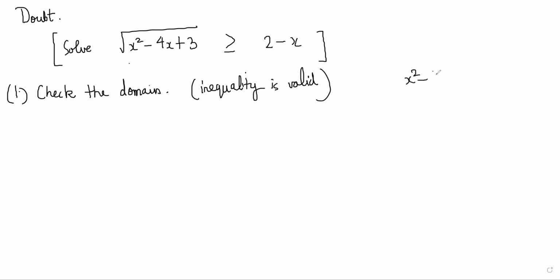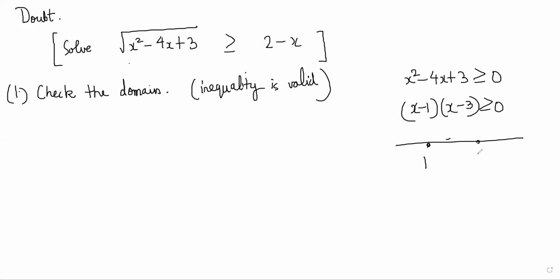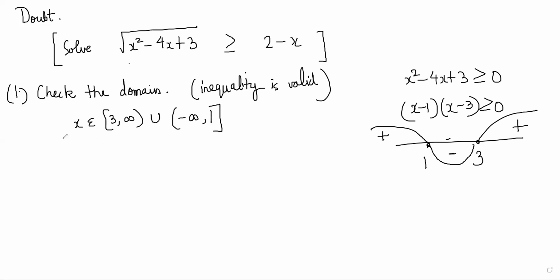The thing inside the square root should be greater than or equal to 0. So this can be factorized as x minus 1, x minus 3 greater than or equal to 0. And by the wavy curve method, we can see that x should be above 3 or below 1, and in the middle, it will be negative. So the domain is x belongs to 3 to infinity union minus infinity to 1. This is the domain of x. We can only look for the solution in this domain. Other regions don't matter.